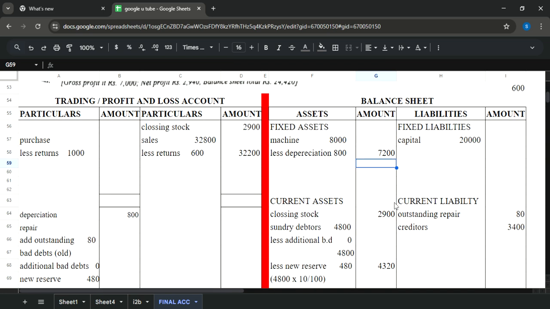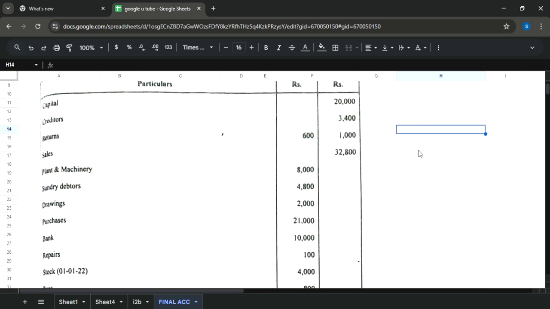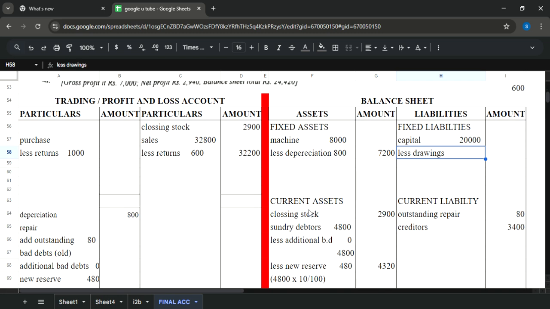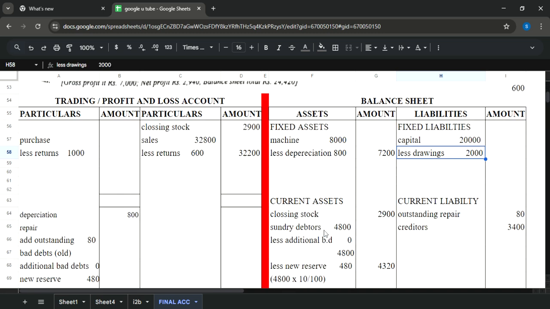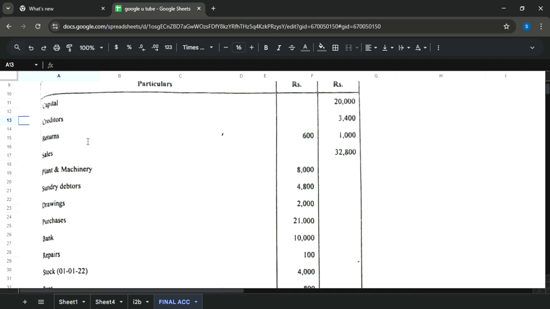Then we have drawings, 2000. Drawings would be written in fixed liability. They are subtracted. The amount of drawings, we will see it again. So drawings were 2000. Here let's mention it. So after drawings we have purchases, 21,000. Already we have left a space. The amount was 21,000. So purchase is written.